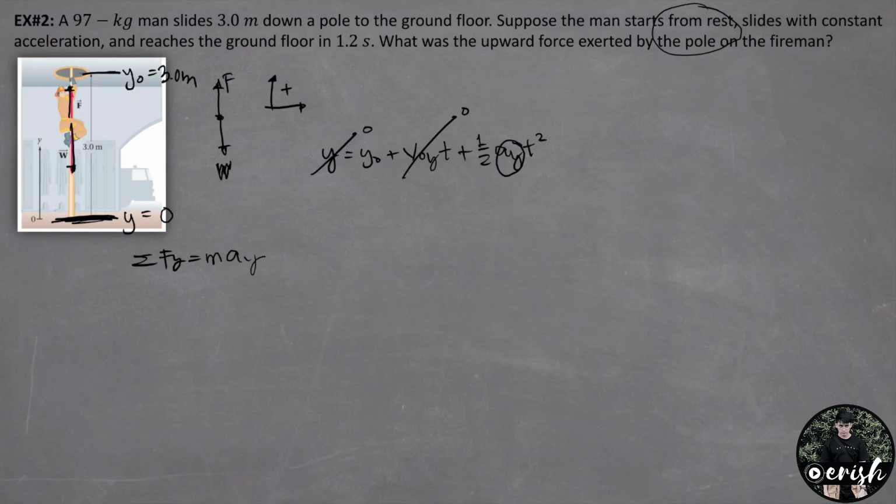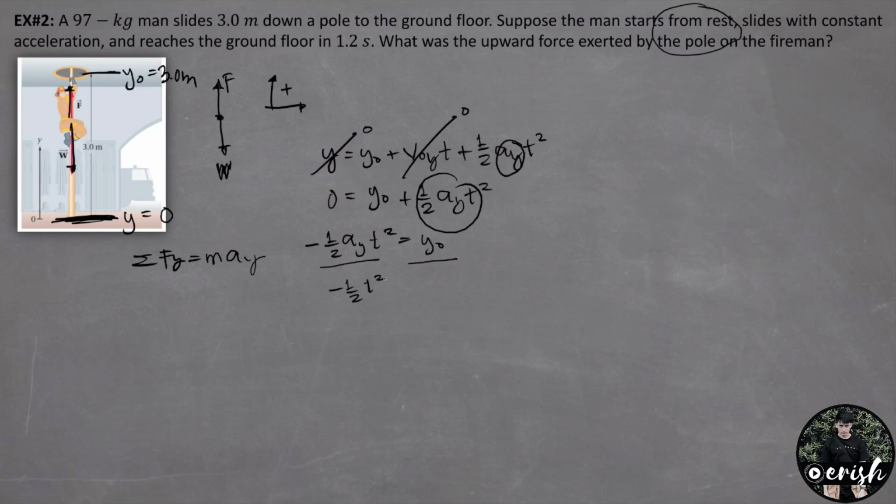By deriving, masasolve natin yung a y. This is 0 equals y sub o plus 1/2 times the acceleration vertical times t square. Lipat natin ito. This is negative 1/2 times a y t square equals y sub o. We divide both sides by negative 1/2 t square. Negative 1/2 t square cancels out. And a y now is equal to y sub o over negative 1/2 t square.